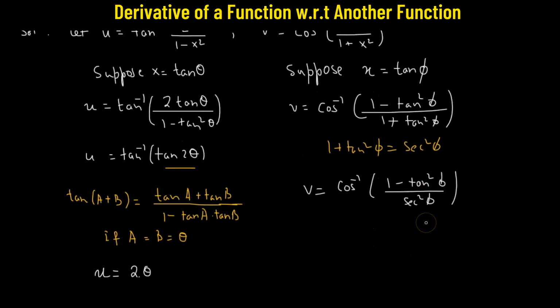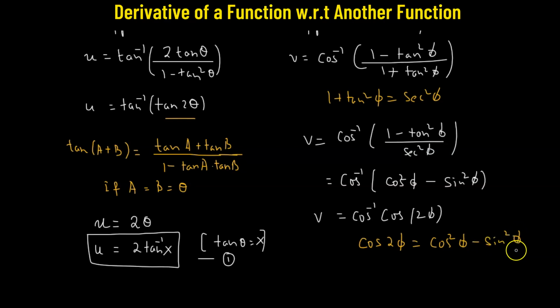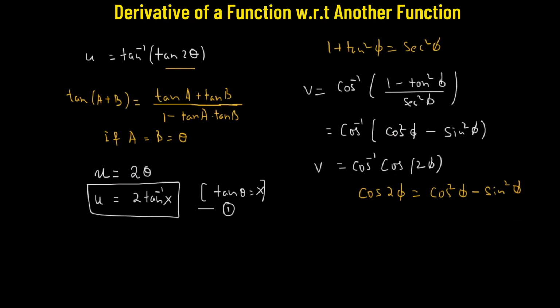Now what we have, we will take the first term in the numerator, which is 1, and divide it by secant squared phi, and we know that secant squared phi is actually the reciprocal of cosine squared phi. So we have cosine squared phi minus the ratio of tangent squared phi to secant squared phi, which is going to give us sine squared phi. Now, in doing so, we can use another identity, which is cosine inverse of cosine of 2 phi. So here we have used the identity that cosine of 2 phi is equal to cosine squared phi minus sine squared phi.